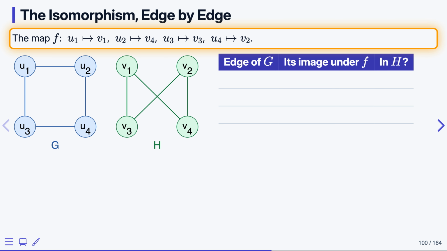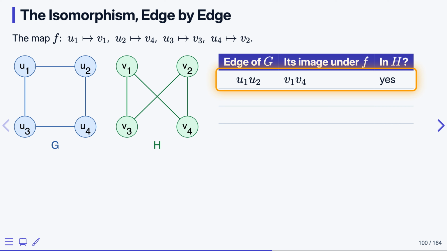This is the matching we will test. F sends U1 to V1, U2 to V4, U3 to V3, and U4 to V2. Each U has exactly one partner, and every V is used once, so F is 1 to 1 and onto. Now push every edge of G through F and see whether it lands on an edge of H.